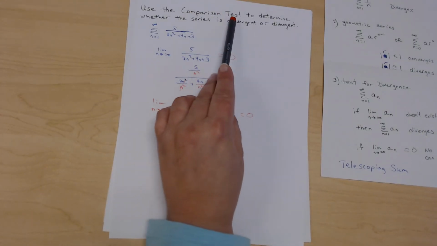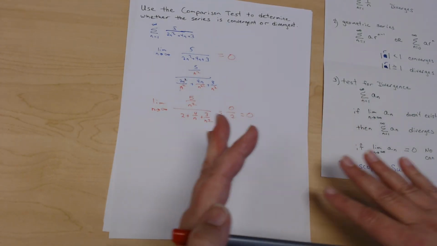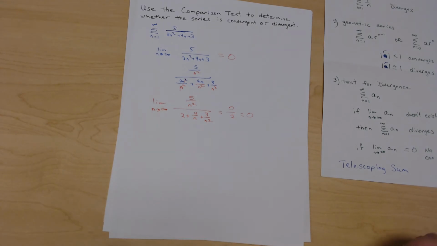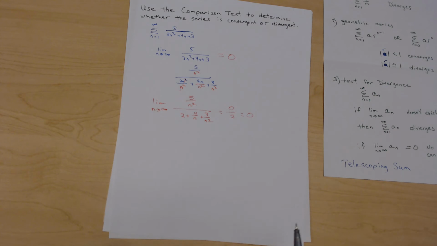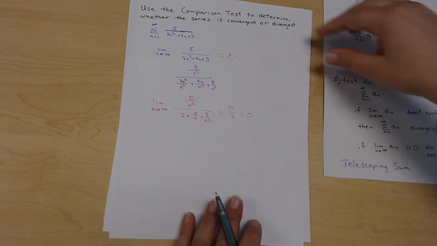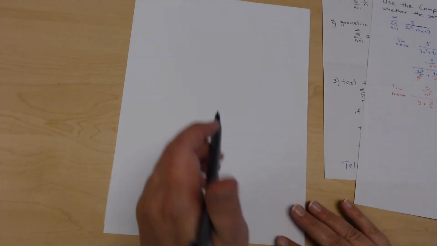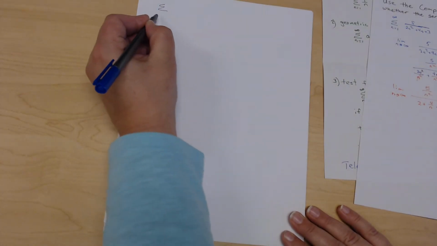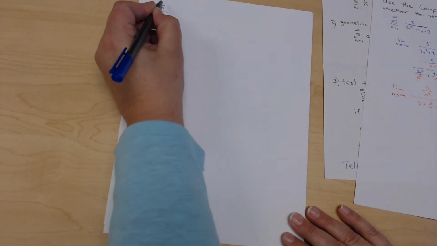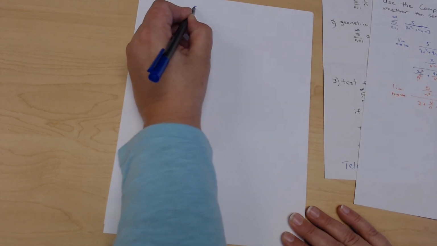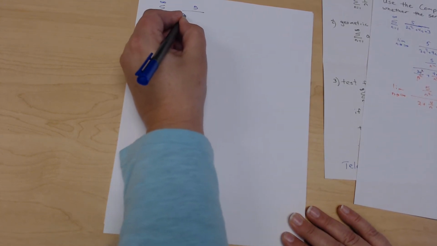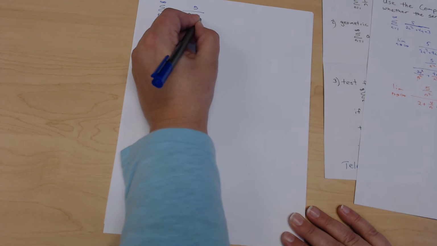So here's the comparison test, but I kind of want you to see how all these start to overlap, and you have to think about different ones at different times. Let's take a look. I'm just going to rewrite it. We're going to specifically use the comparison test. Let me rewrite this one more time. 5 over 2n squared plus 4n plus 3.